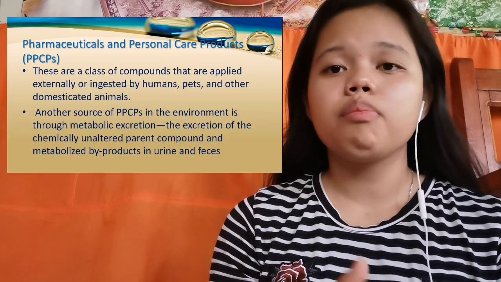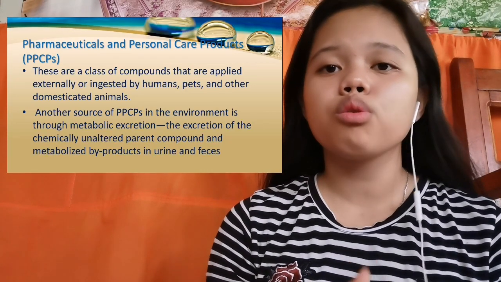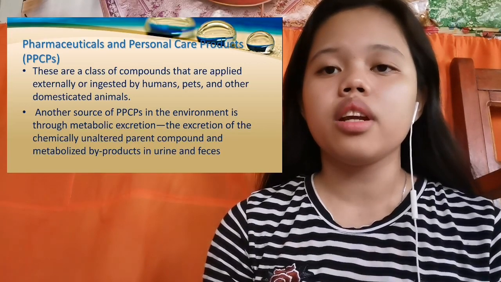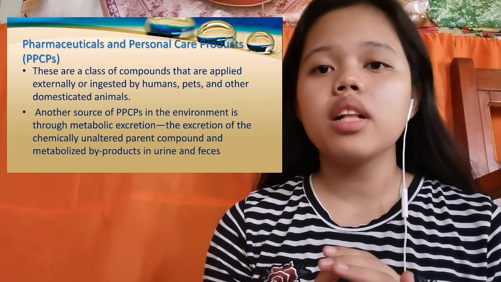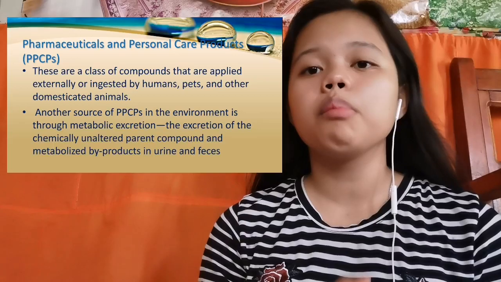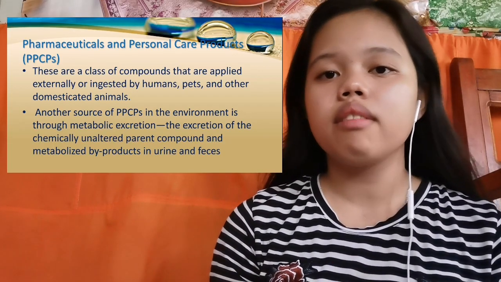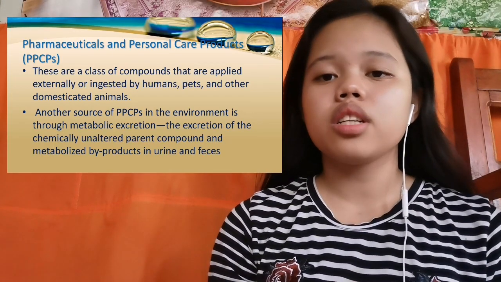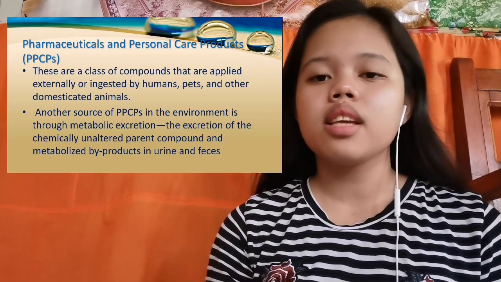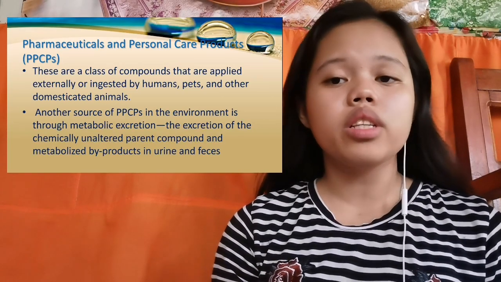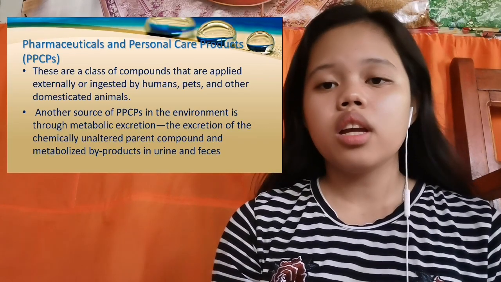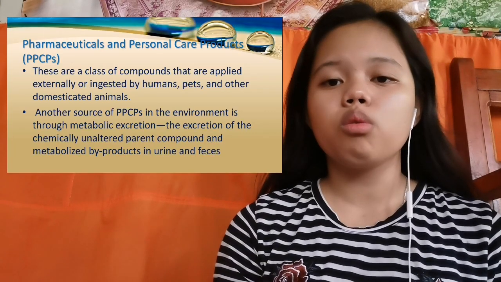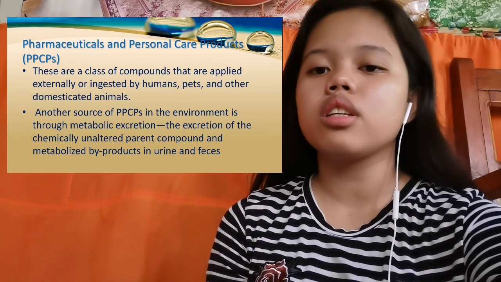Another source of PPCPs in the environment is through metabolic excretion, the excretion of chemically unaltered parent compound and metabolized byproducts in urine and feces. PCPs such as deodorant and sunscreens can be washed into our waterways during bathing, washing, and swimming. Some PCPs are also used as pest control agents.